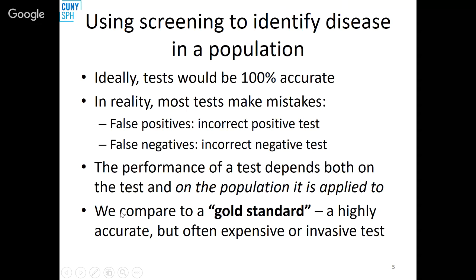So in order to assess these properties of a test, we compare it to what is called a gold standard, which is some highly accurate but expensive or invasive test. So in the case of cancer, this would mean biopsies or additional types of imaging to give more direct evidence of the existence of cancer than a screening test, which would be things like mammography, prostate-specific antigen, and other cheap, quick tests for cancer.